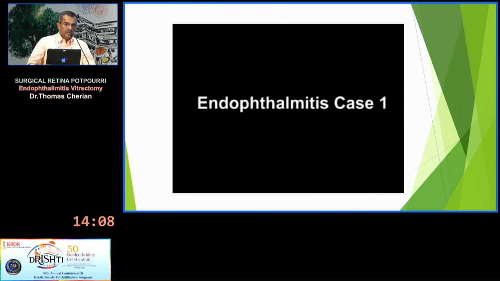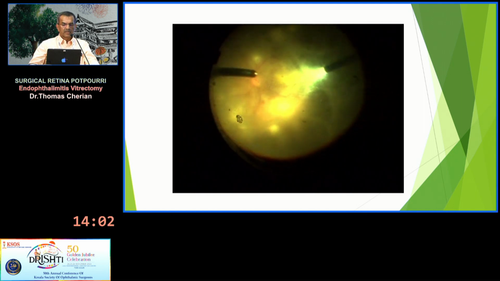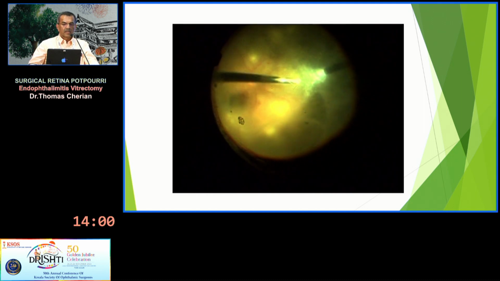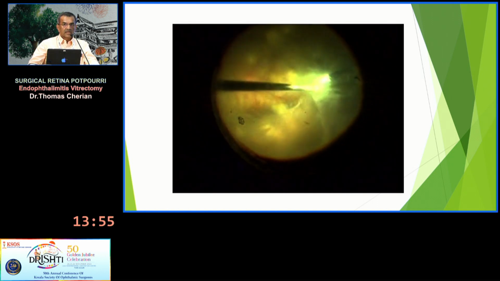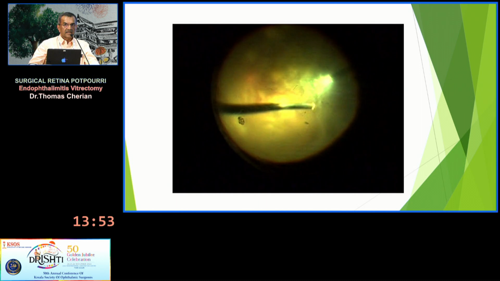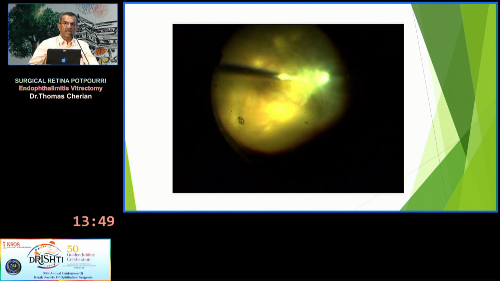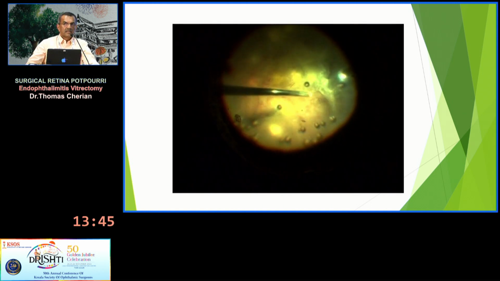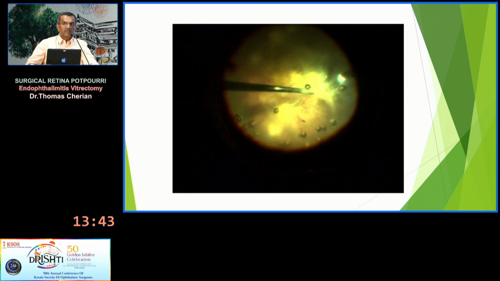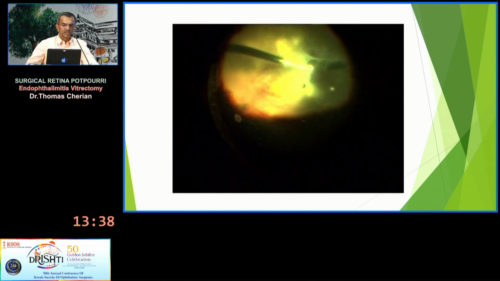I'll go through 2 cases. This is my first case of endophthalmitis. This is a fulminant case. Do a 23 gauge vitrectomy here. Clear the vitreous gently so as not to induce much traction, not to induce any break. That is important. The retina is very friable in these cases, unlike the normal pristine retina. These friable retinas are very prone to create breaks, and once you have a break, then the entire prognosis changes.